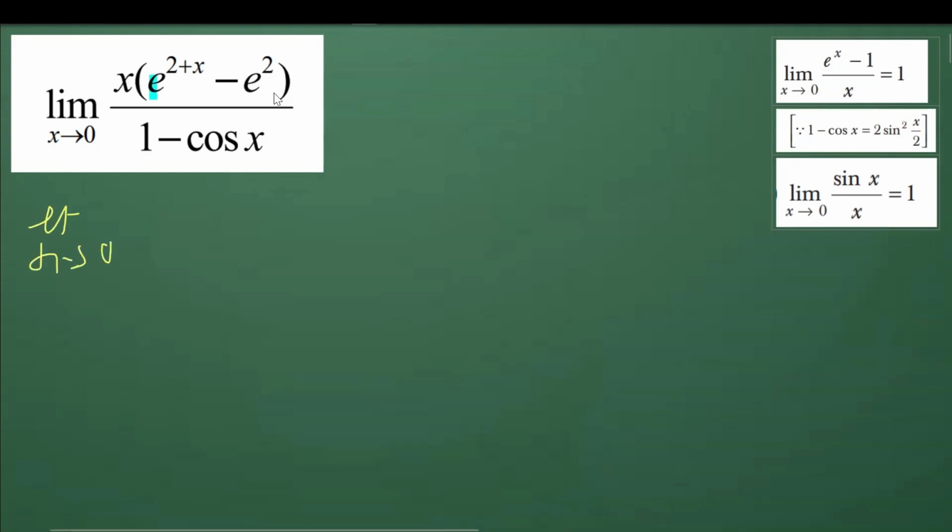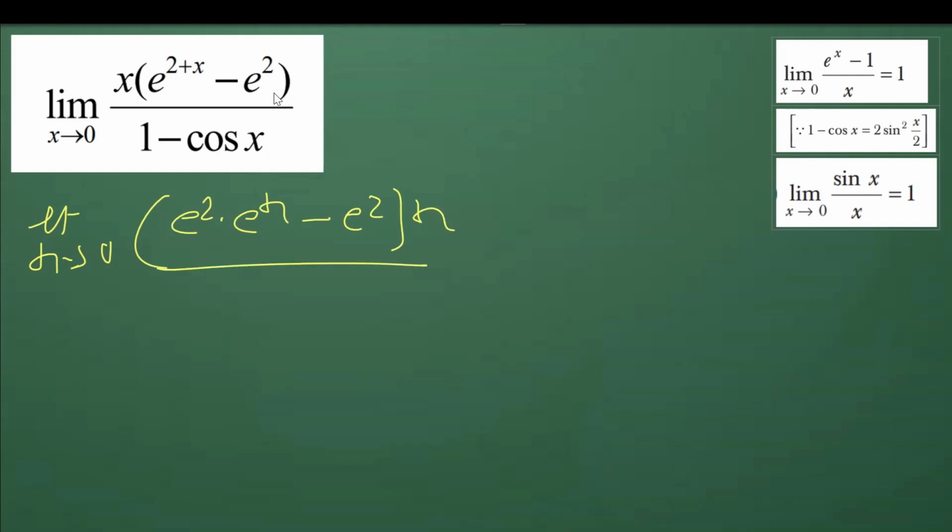The first thing we are going to do is to rewrite this, and this can be written as what? Applying the laws of exponent. So I can write this as e raised to the power 2 into e raised to the power x minus e raised to the power 2. There is an x also, and that divided by 1 minus cos x, which is 2 sine square x over 2. Now we can take out this common, and what is that common over here? I said e raised to the power 2. E raised to the power 2 when taken out common, and since it is independent of x, we can write this outside the limit also.